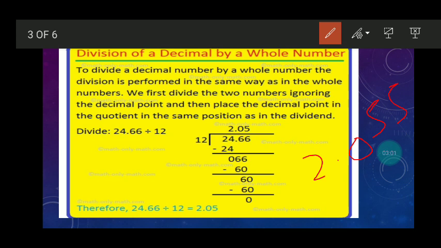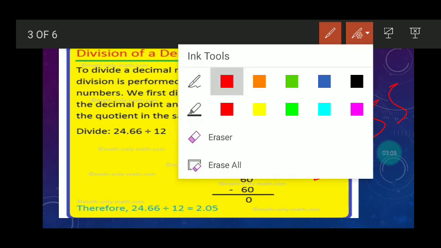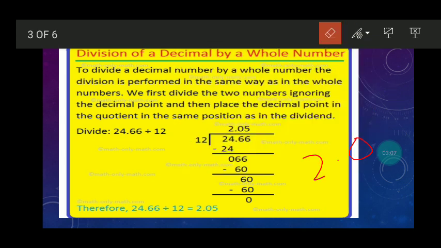Again I'm saying how we can divide this number. You can divide this number by considering it as a whole number. So 24 is a whole number. When you divide 24 by 12, we will get 2. So 12 twos are 24.